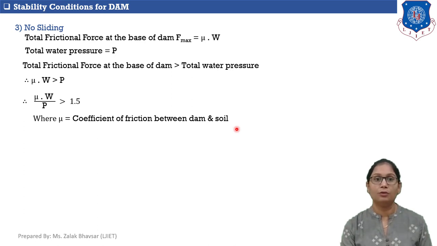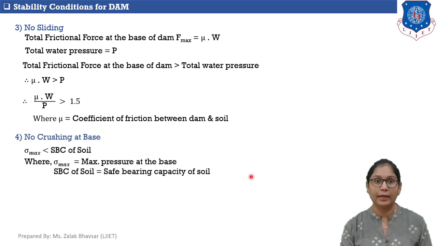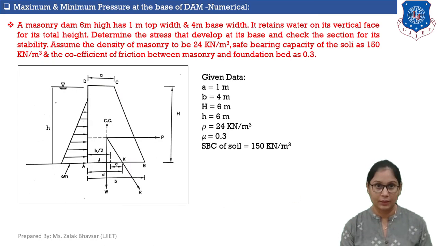Here mu is the coefficient of friction between dam and soil. Now let's move to our next condition, which is no crushing at the base. There must not be crushing at the base, and for that we should ensure that sigma maximum is less than the safe bearing capacity of the soil. So these are the stability conditions that we need to check for calculating our numericals. Now let's solve a numerical. Let's read the data first.